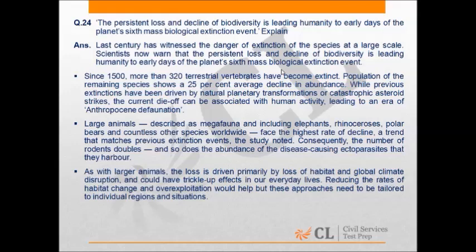And when we analyze the situation from the sixth mass extinction, we find that the rate of extinction of species has doubled or tripled. Especially large animals, large mammals and large carnivores have a huge rate of extinction. The primary reasons for the extinction are loss of habitat, global climate disruption and changes in the behavior of the human population.